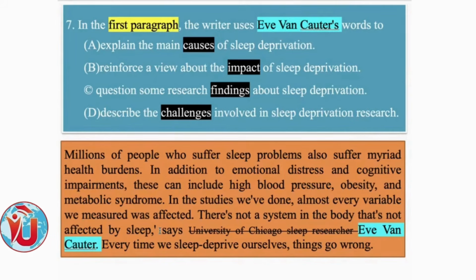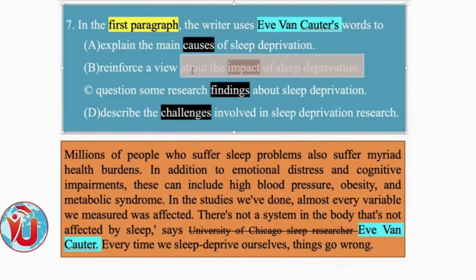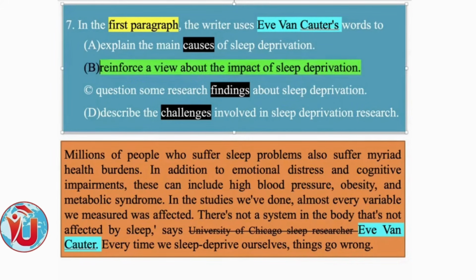Does it speak about cause or effect or challenges or findings? Effect. There is not a system. Yeah, impact, effect, right? Impact. There is not a system in the body that is not affected by COVID-19. Means that is the impact of COVID-19 or the effect of COVID-19. With that very concept, what do you understand? What could be the answer? B. Yes. It's reinforce a view about the impact of sleep deprivation. Yes, definitely. See how beautifully you can easily identify the things.